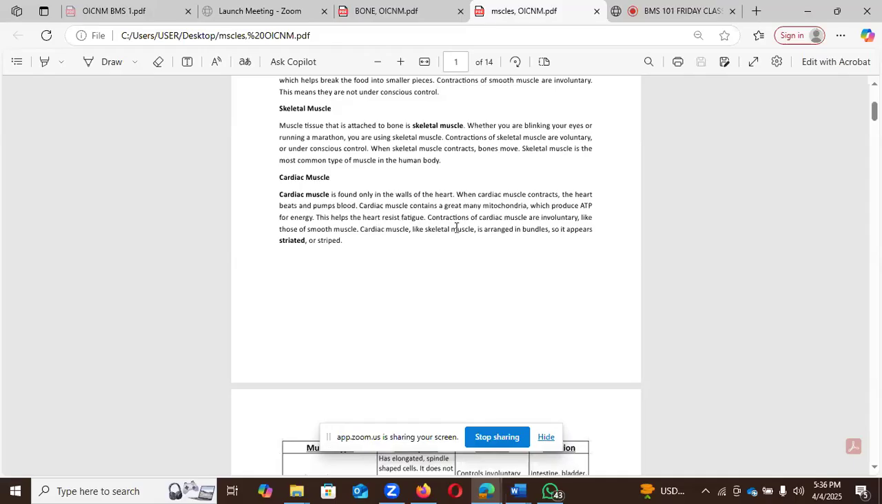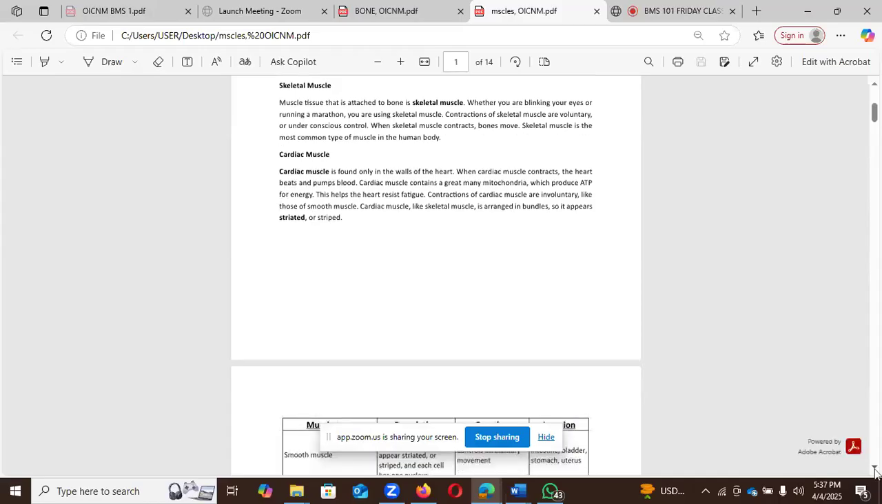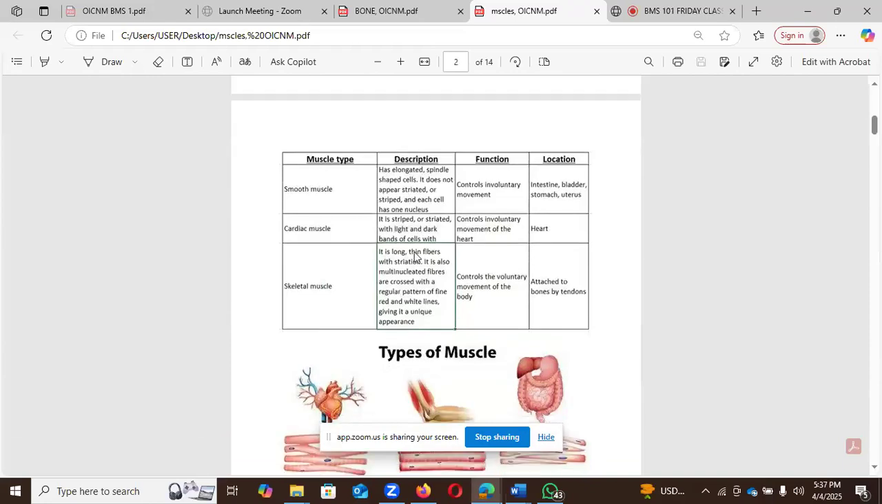Okay? So cardiac muscle and skeletal muscle are arranged in bundles and they have striation or stripes. Okay? They have lines. Only smooth muscle doesn't have lines. Now the differences, the description, functions, and location of these three muscles. Number one, smooth muscle. Description is that it is elongated, spindle shape, it doesn't have lines, and it has one nucleus.